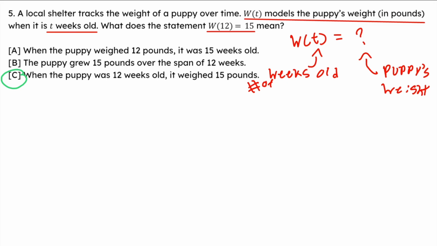Okay, now for answer choice B. It says the puppy grew 15 pounds over the span of 12 weeks. Well, this is completely misinterpreting what we're given. This is implying growth over time, which would look like a subtraction problem between two different weeks, not like a static point evaluation like we're given. This is just completely wrong compared to A and C. C would be our correct answer. A flips the information. B is just not what this equation means.